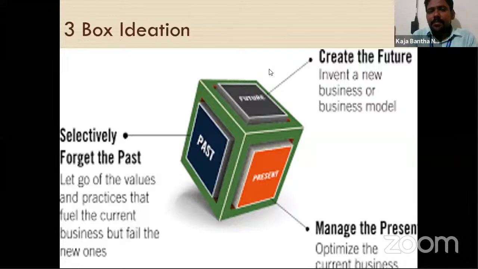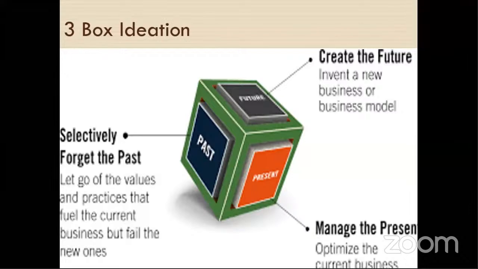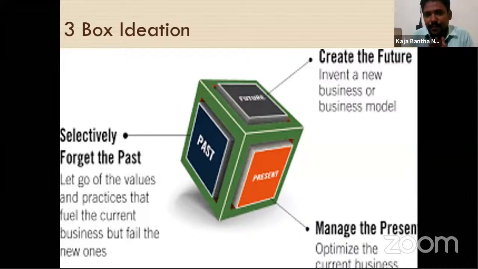Okay, the next one is 3 box ideation. Just see, this is another corporate tool. Everybody's life has a past, a current running present, and a future. What lessons do corporate people take from these 3 box ideation concepts?